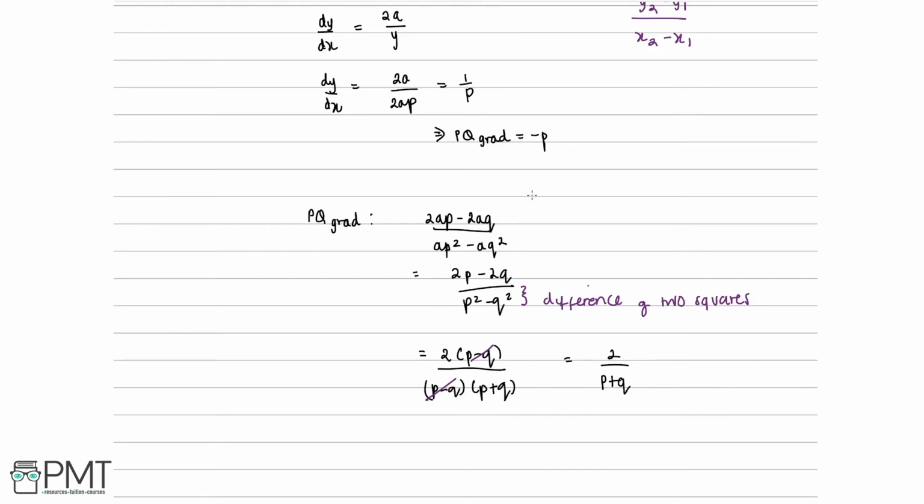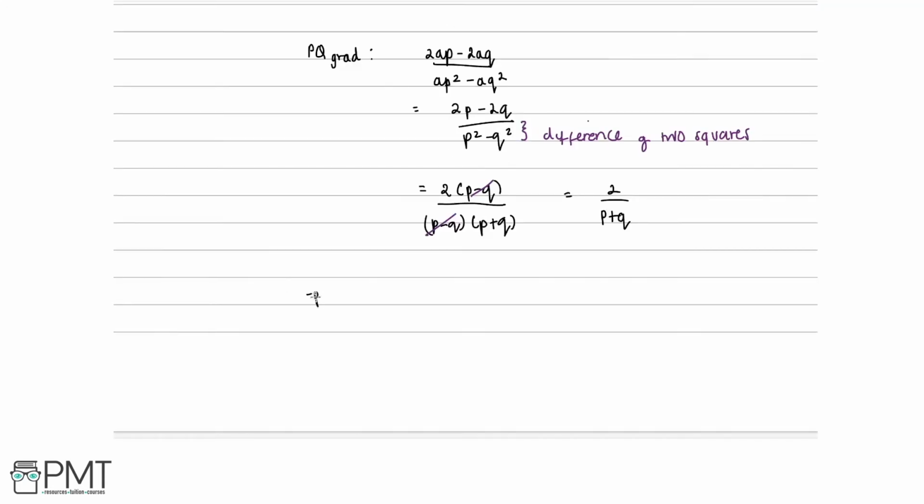Now, because we know that the gradient that we calculated above is the same as the gradient we just calculated, we can set them equal to each other. So we know that minus p is equal to 2 over p plus q. And by multiplying both sides by p plus q, we obtain minus p multiplied by (p plus q) is equal to 2. And thus we can simplify this even further to give you minus p squared minus pq is equal to 2.